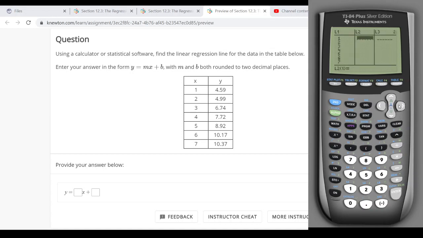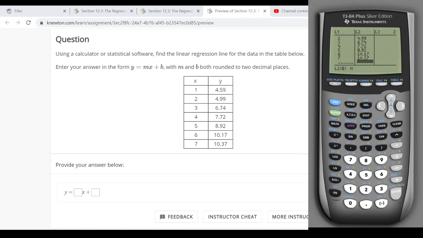And then down list L2, in the same order, I'll put the y coordinates. So 4.59, and then 4.99. I'll come back when this is all done. All right, so you see now I've got all 7 x coordinates and all 7 corresponding y coordinates.